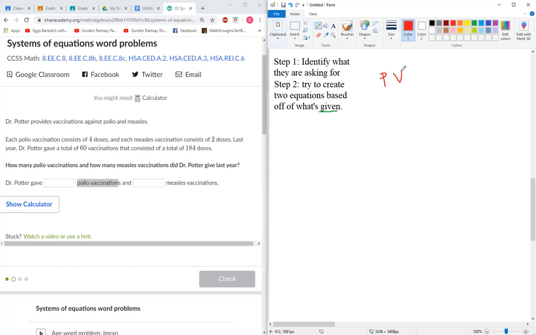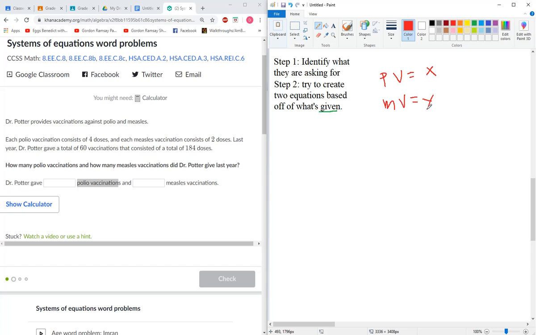And I'm going to put MV for measles vaccinations. And again, I'm going to make this X and I'm going to make this Y for no other reason than why not. I'm giving them variables to make it easier to work with. The less I have to write, the less likely I'm going to confuse everything. All right, so let's do this.